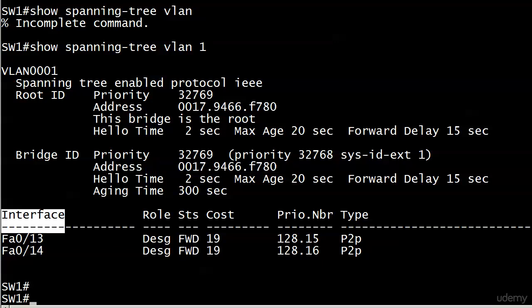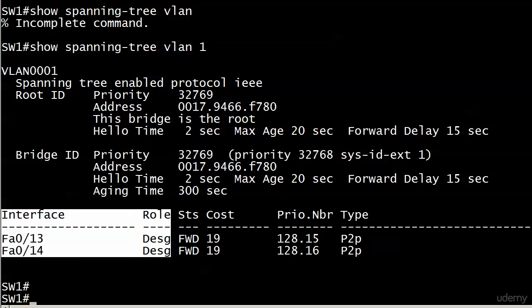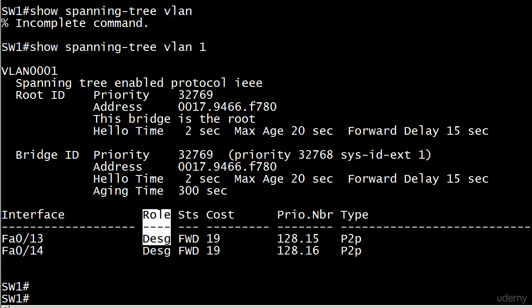Now, here are the interfaces that are part of VLAN 1, interfaces 13 and 14. We see something under role, DESG. That stands for designated. And the thing is, this sounds weird at first. Your root bridge will not have any root ports. Because what we're going to see when we look at a non-root is you're going to see some ports here, or at least a port, that says root under role. But the root switch itself does not have root ports.